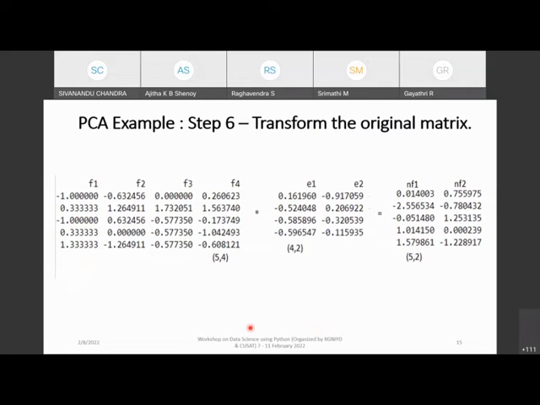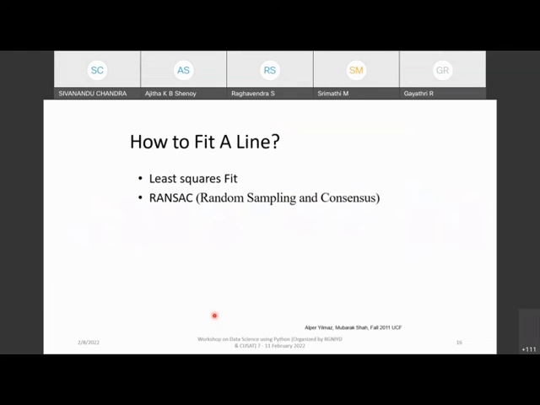Any doubt regarding PCA? So now we can move to the next application.